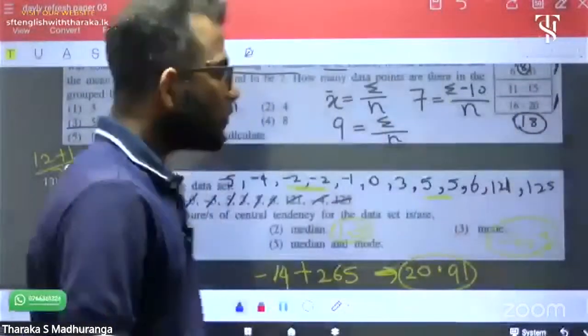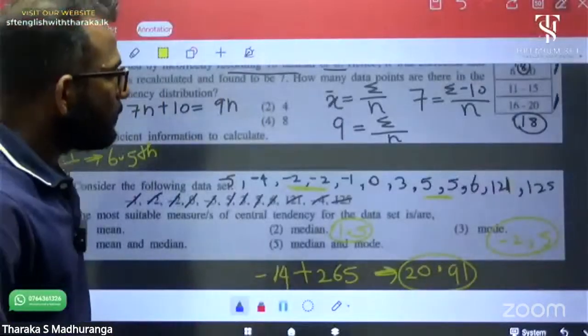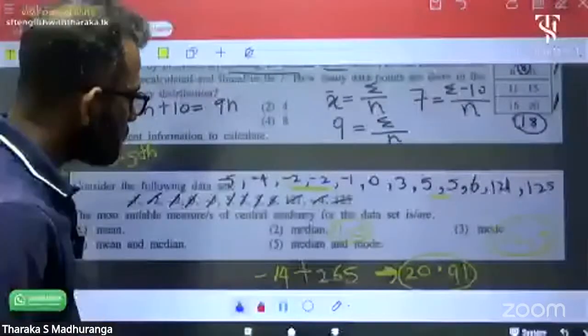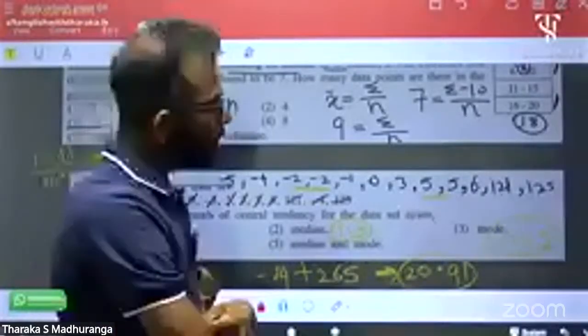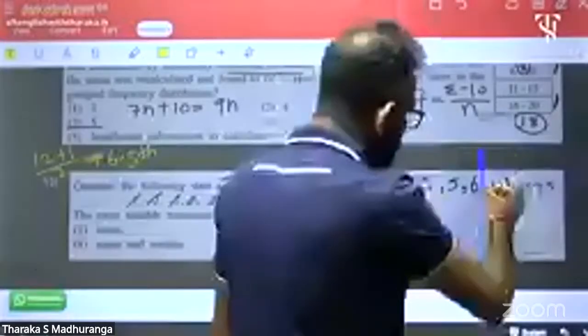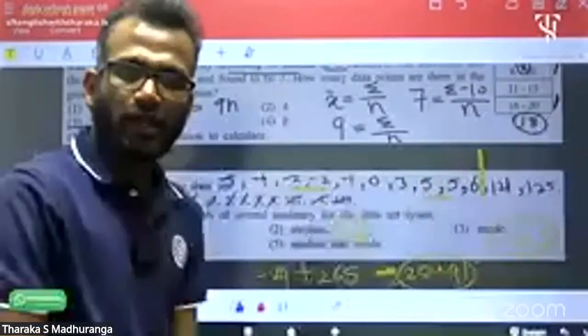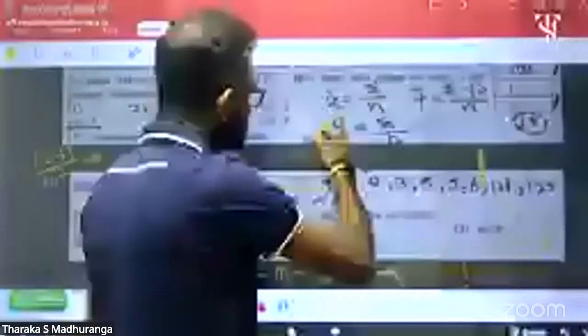Okay. Now let's see these values. The mean is 20.91. Where is it located? It is more than 60. Understood? Is it showing central tendency? No. Central tendency means the center. It's not showing central tendency. The mode has two modes, not the center.